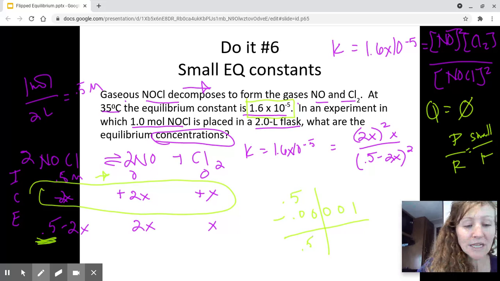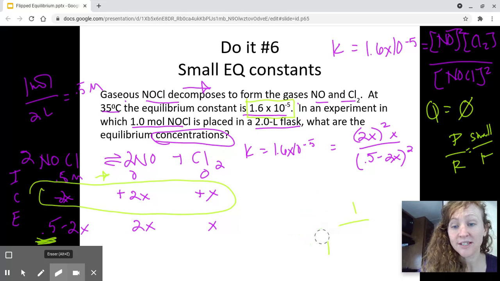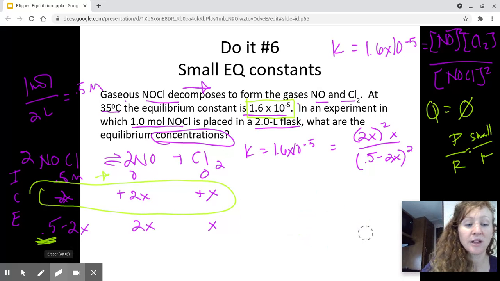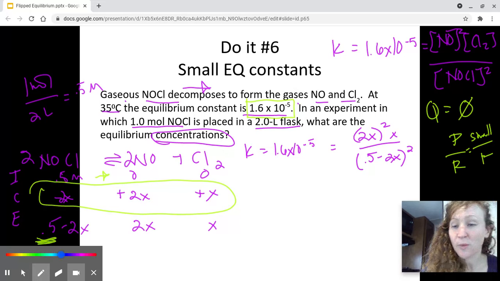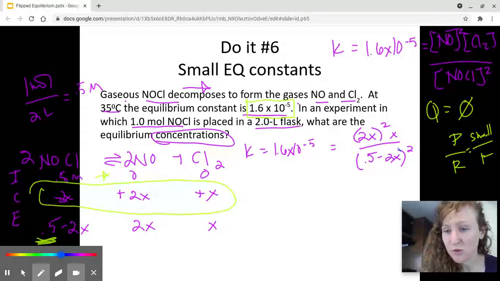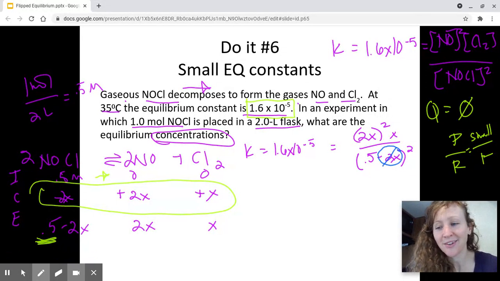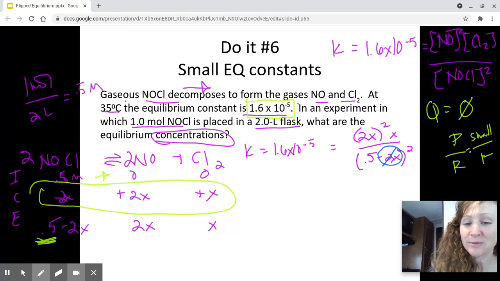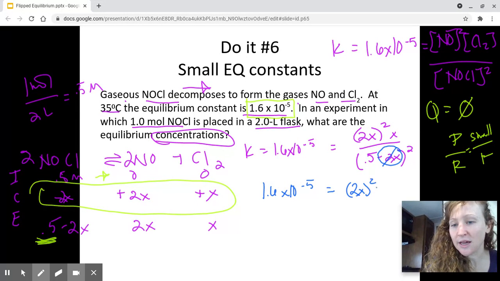So since we think this number is going to be so very small, because the K is small, the change is going to be small. It's going to be so small we can ignore it when it is added or subtracted to certain numbers. Chink! I'm going to ignore that. And now my equation becomes a whole lot simpler. 1.6 times 10 to the negative fifth equals 2x squared times x over 0.5 squared.